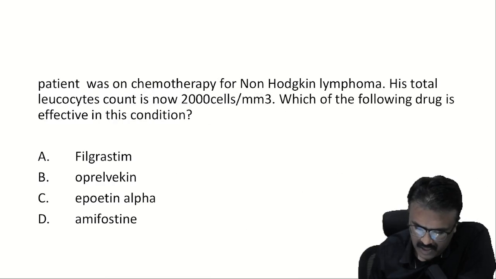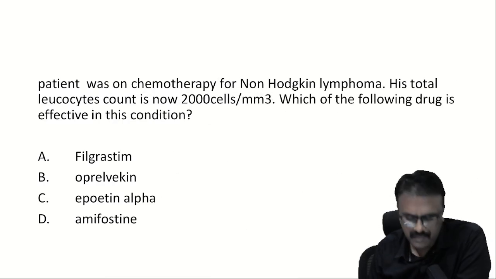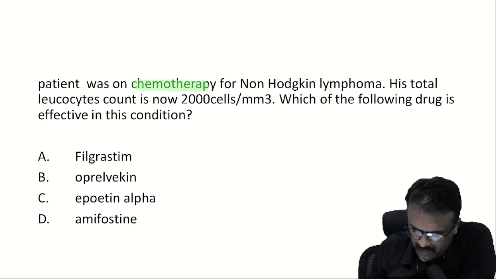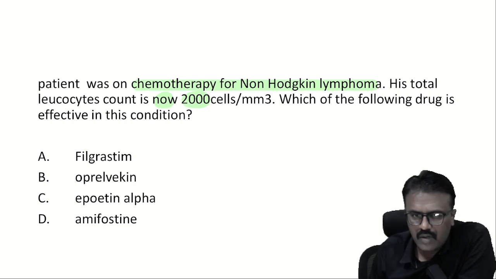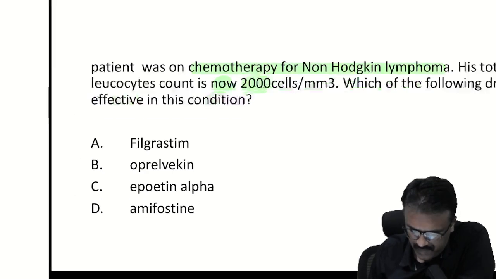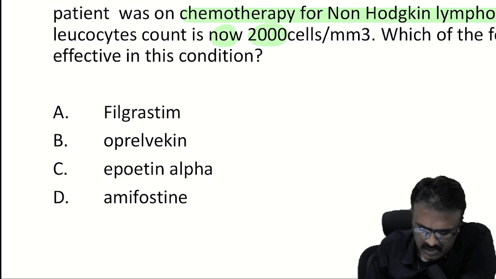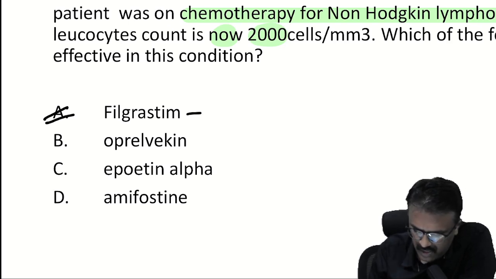Okay, coming to the last question. This will be the last question for you. Patient was on chemotherapy for non-Hodgkin's lymphoma. Leukocyte count is now 2000. So it is low. Which of the following drugs is effective in this condition? When the WBC count is lower, then we use filgrastim. Filgrastim is granulocyte colony stimulating factor.